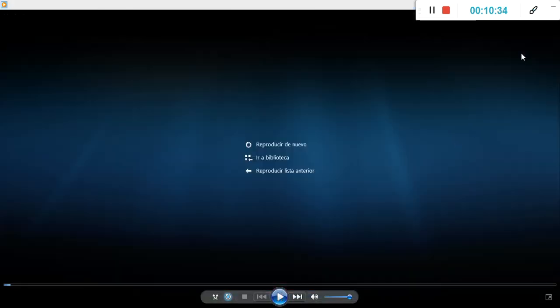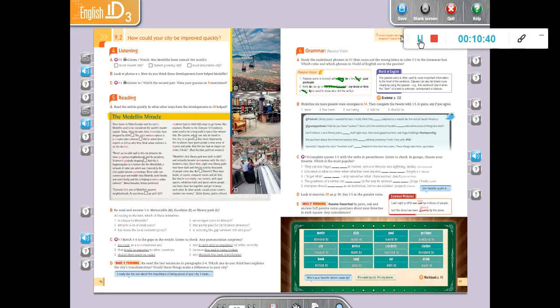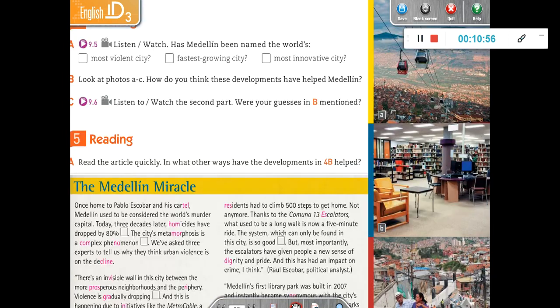Okay, I put it twice because the first time it was very difficult to get it. Remember, if you couldn't hear something, you can rewind the video to answer this. Then we have these photos. You need to look at the photos here, and it says A to C. How do you think these developments have helped Medellin?